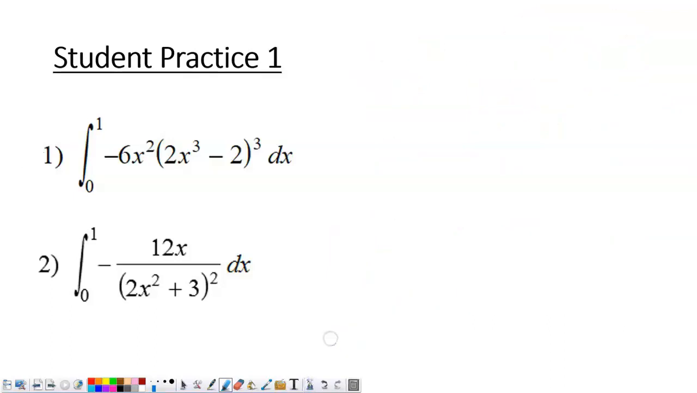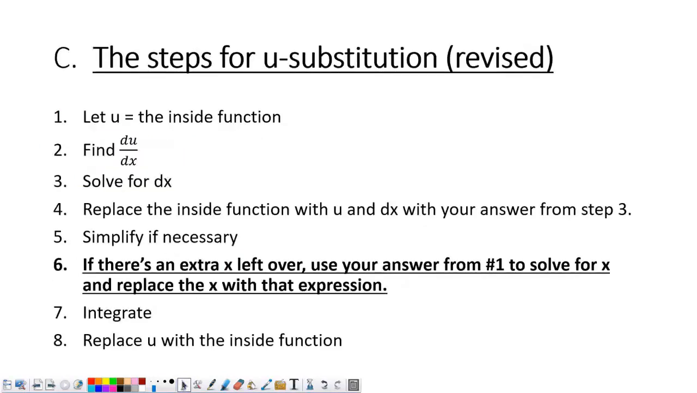All right. So that takes care of that. So we had two objectives today. One was to talk about how do you do definite integrals with u substitution. And now we're going to talk about the other situation. Sometimes, even though you do your u substitution correctly, you end up with an x left over sitting in there. And so what do we do if there's still an x? And that's what step 6 is going to be all about.